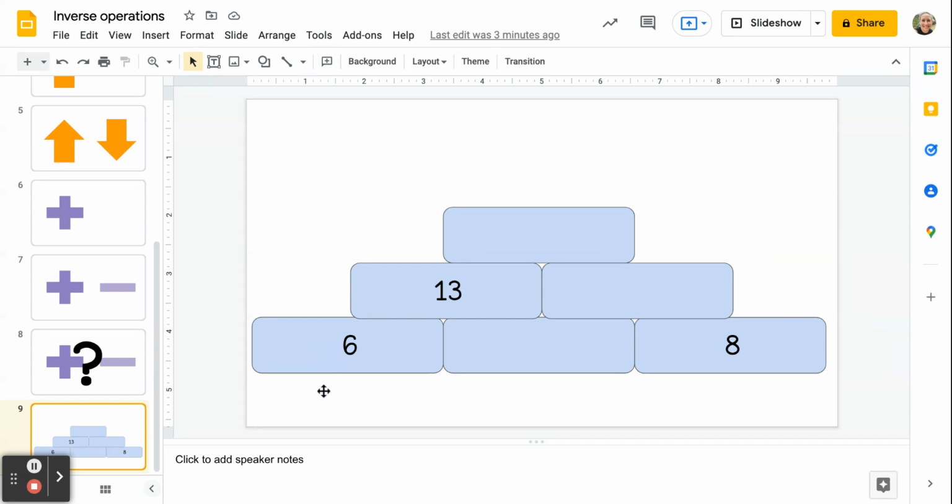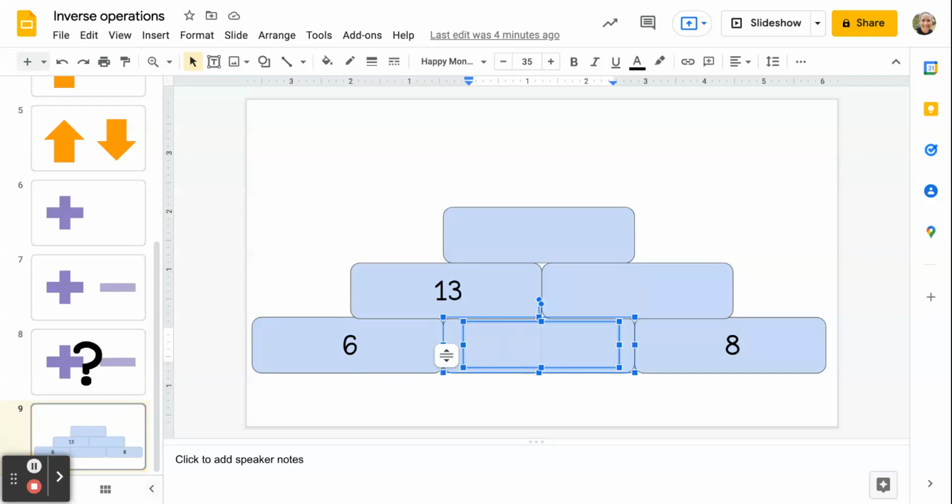Something happens to 6 to make it 13. So if a number's getting bigger, it means we're adding something on, right? There's 6 things to start with, and now there's more things here, adding on. 13, something's happening to 13, that means we end up with 6. We're going to need to take things away from 13 to end up with 6. So how many do we take away from 13 to make 6? Because this is what's going to go on this square here.